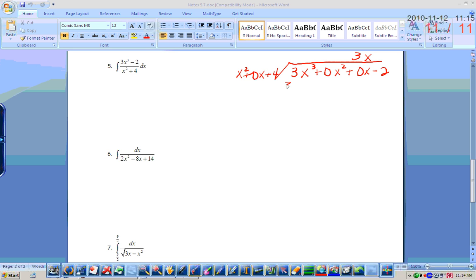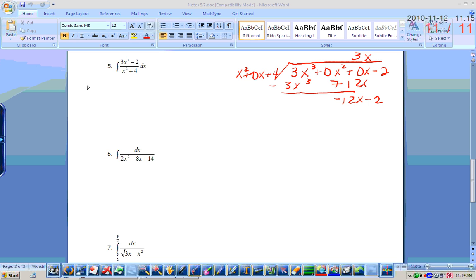Multiply the 3x through, so 3x cubed plus 0 plus 12x. Change your signs. And we're left with negative 12x minus 2. Do I do another round of long division, or is that my remainder? That's your remainder. Good, because as soon as the degree of what you have on the bottom is smaller than what you're dividing by, then that's your remainder.